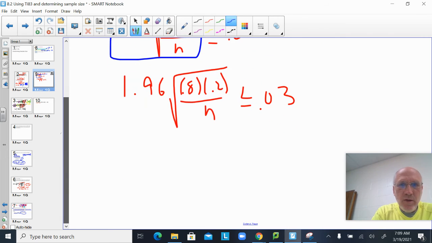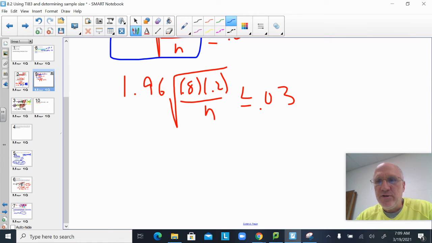Now, you then have to be able to do the algebra. And we don't do a lot of algebra here. You need to be able to do this and solve for n. And I am telling you, don't decimalize or round anything until the very end. So let's solve this for n.